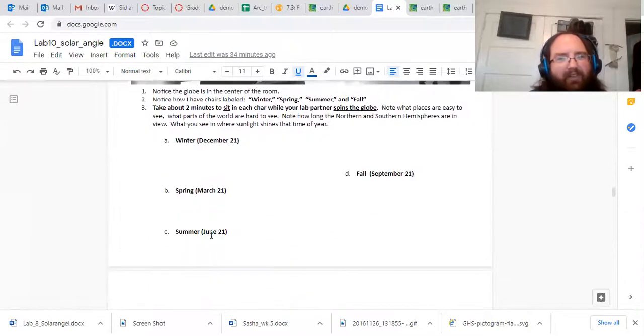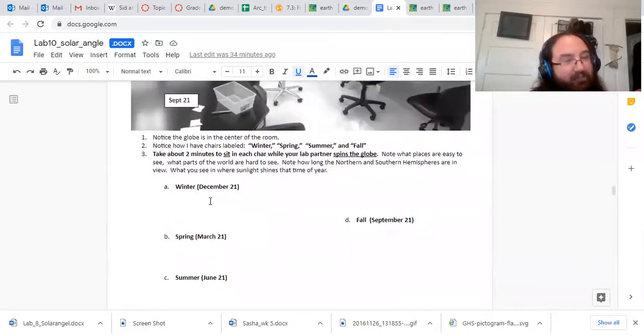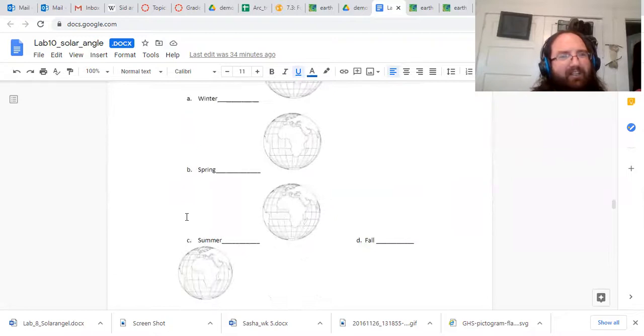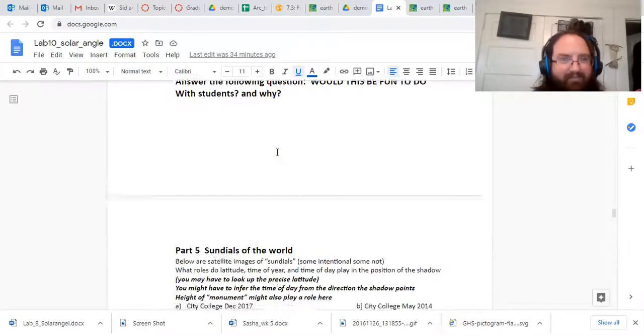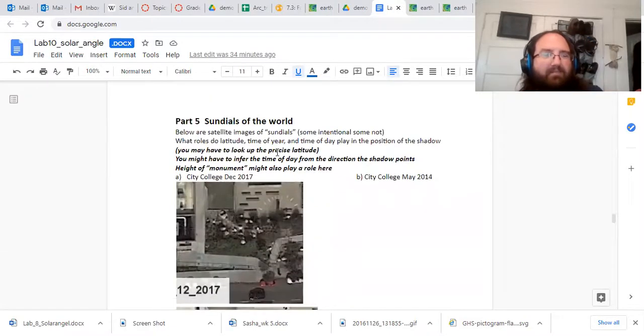And finally, when you're done with that, you don't actually have to write anything down here. This is just sort of a sample exercise on activities that are kind of fun to teach kids. The only question you actually have to answer is this one here: would this be a fun activity to do with students and why?